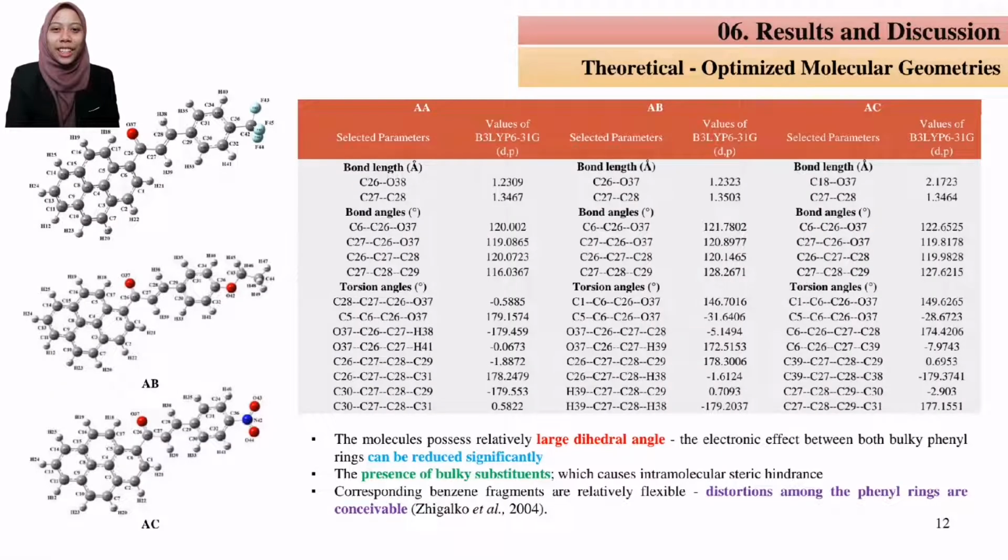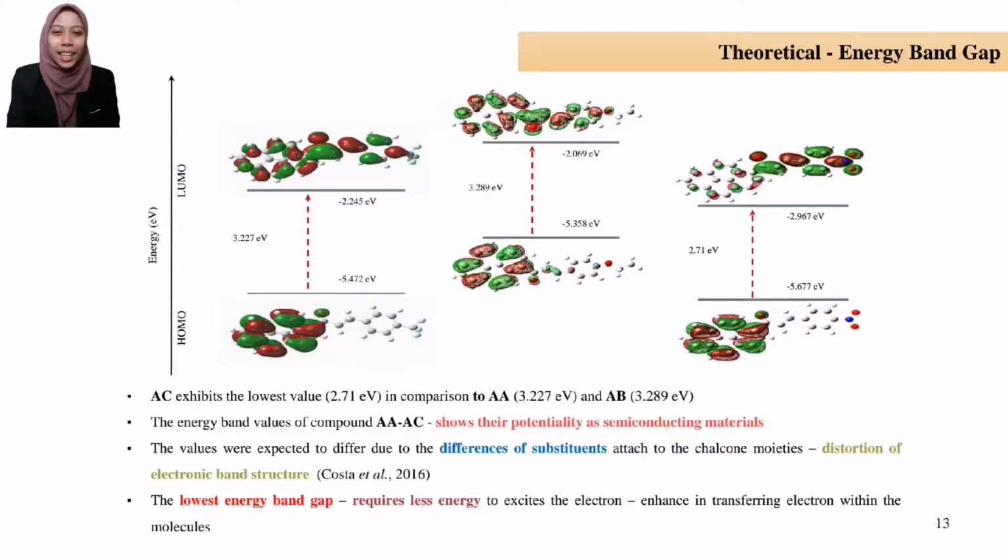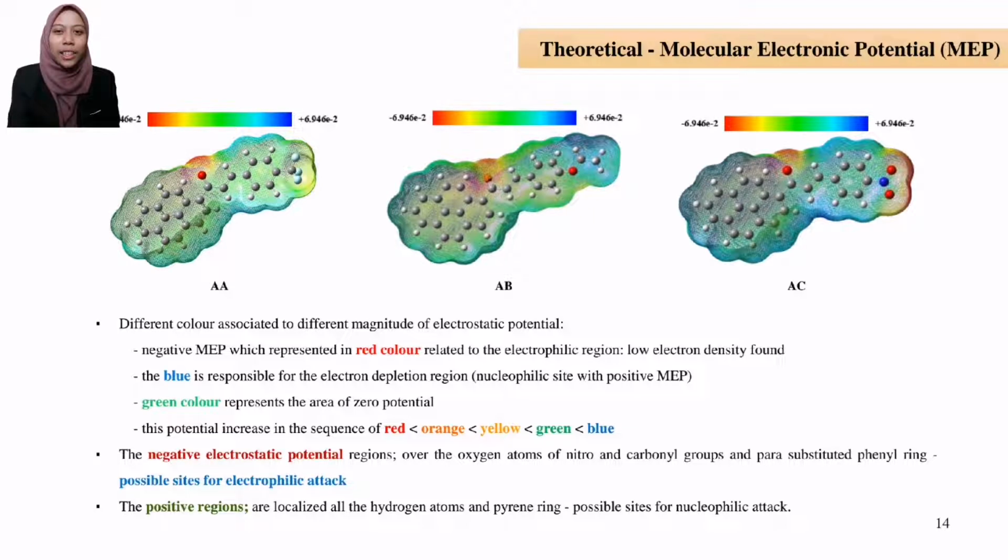For the results, the theoretical results were analyzed first: optimized molecular geometry that shows the bond length, bond angle, and torsion angle. Next is the energy band gap, as shown in the slide, where AC exhibits the lowest value, and the energy band gap values of all compounds show their potential as semiconducting materials. And last, for the theoretical results is the molecular electrostatic potential, MEP, result that shows the electrostatic potential of the chalcone derivatives in sequence AC, AA, and AB.